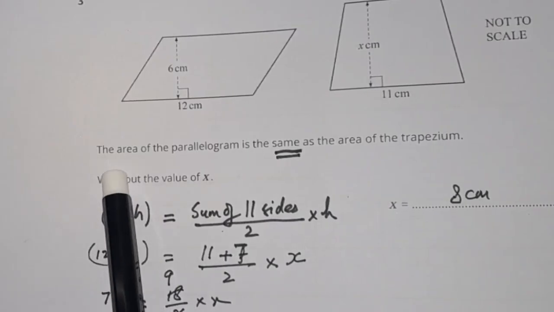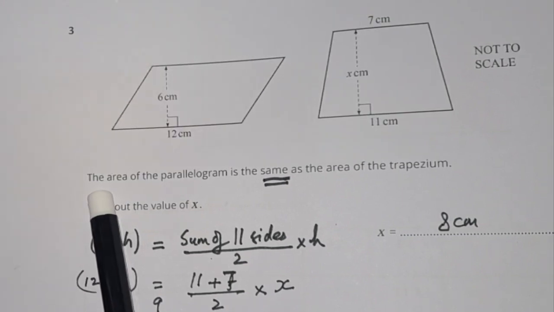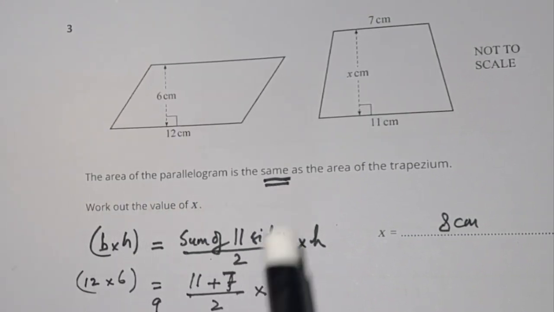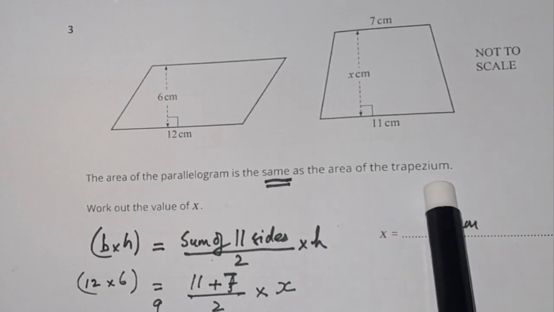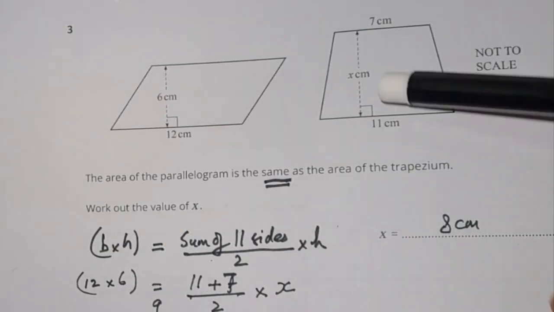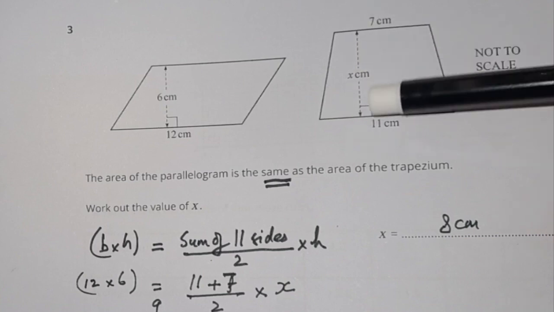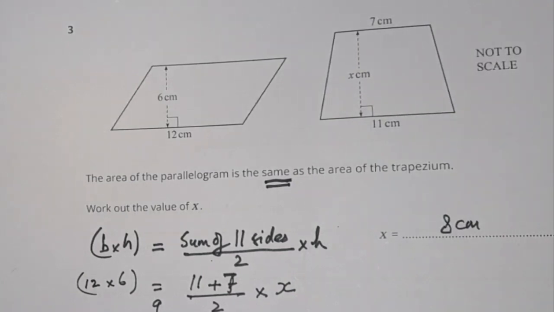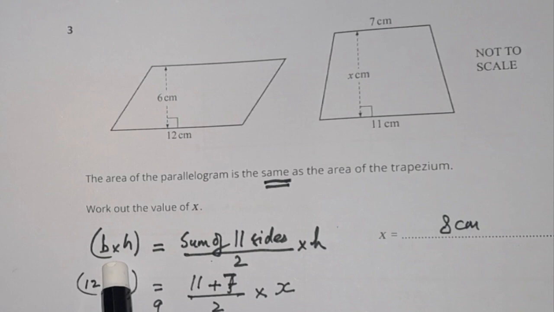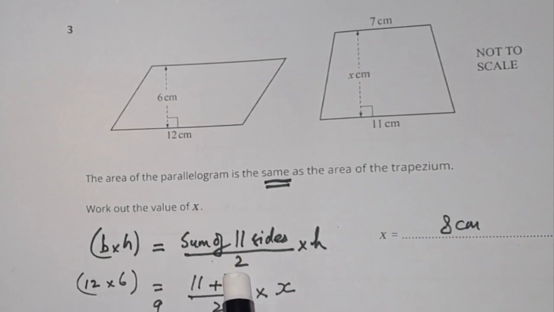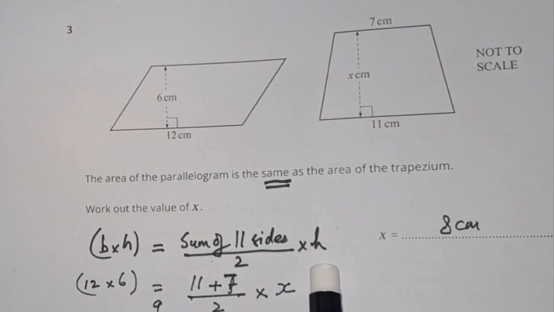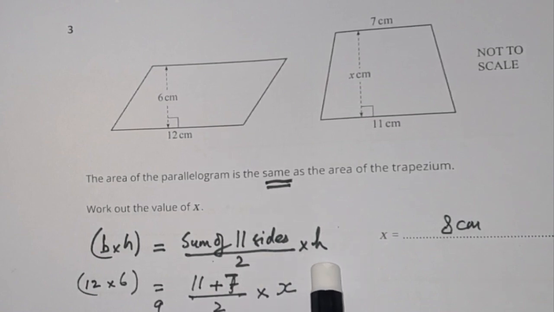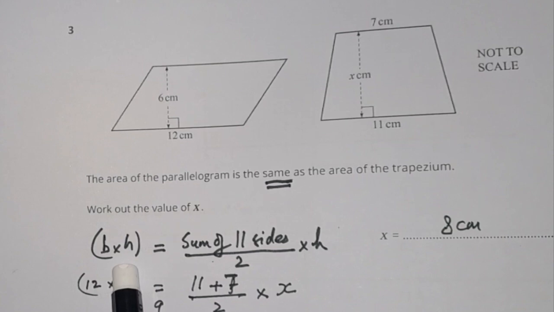Question number 3 reads: the area of the parallelogram is the same as the area of the trapezium. Work out the value of x. X is the height of the trapezium. So we write down the formulae: area of a parallelogram, which is b multiplied by h, and area of a trapezium, which is the sum of parallel sides divided by 2 multiplied by h of the trapezium. This h is of the parallelogram.